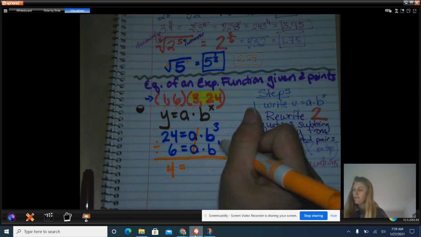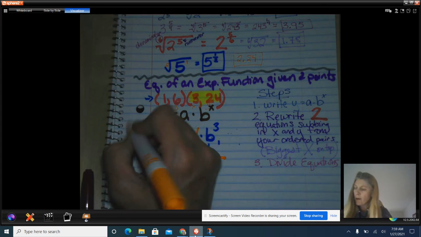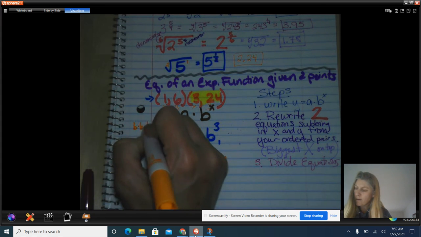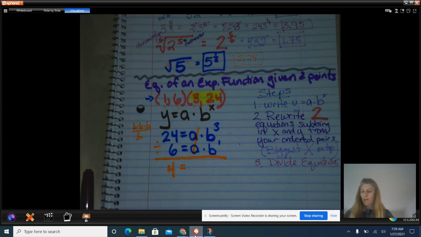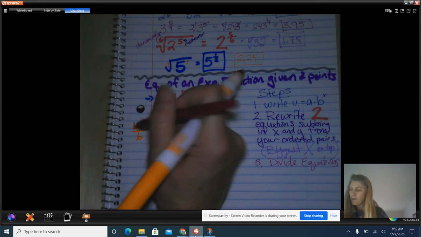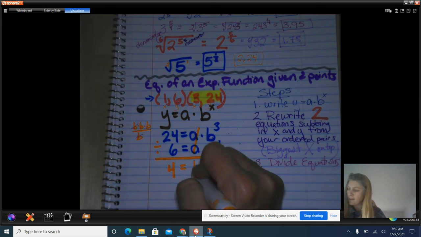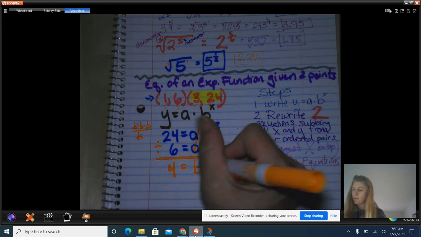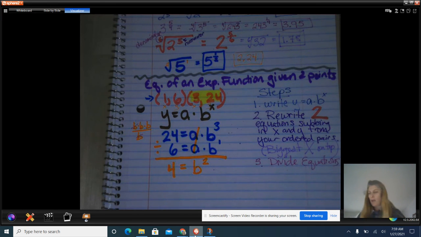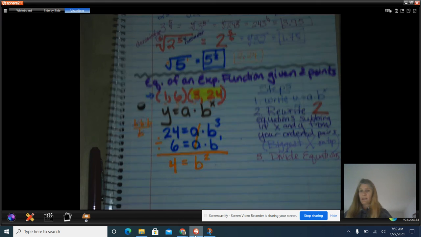And b to the third divided by b. Now remember, it's going to look like this, right? B to the third divided by B. These are going to cancel out, and what we have left is b squared. You can also use our laws of exponents where your base stays the same and we subtract our powers. 3 minus 1 is 2. Okay, so either way, whichever one works for you, this one works for a lot of people, is expanding that out.